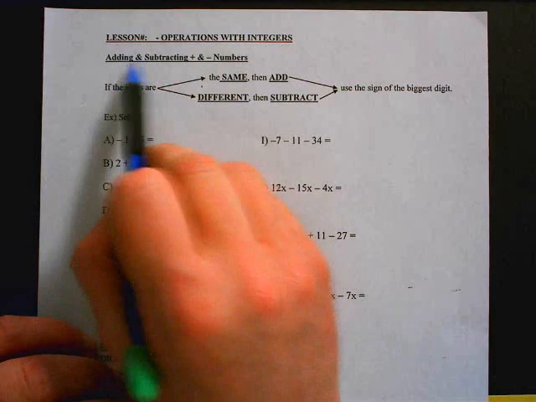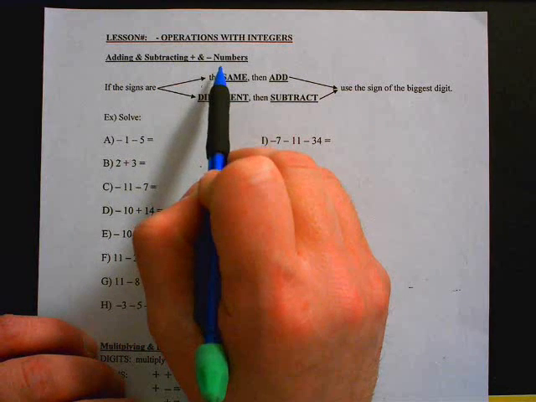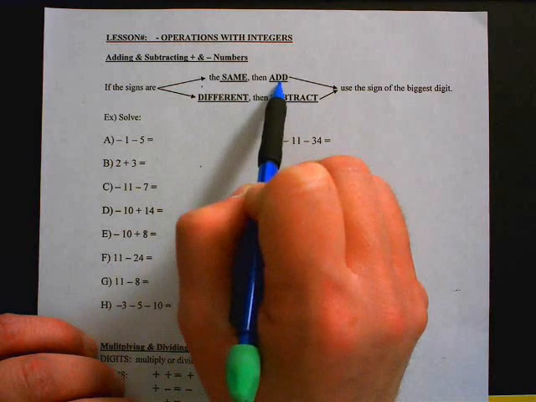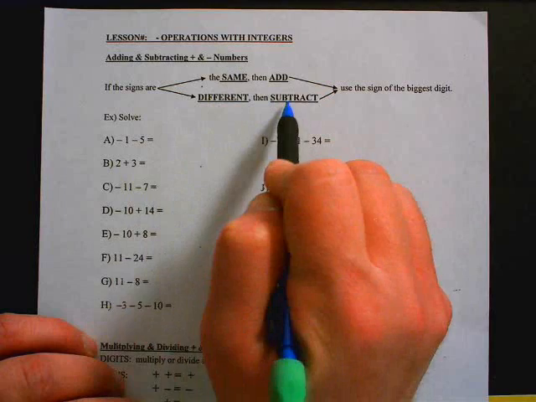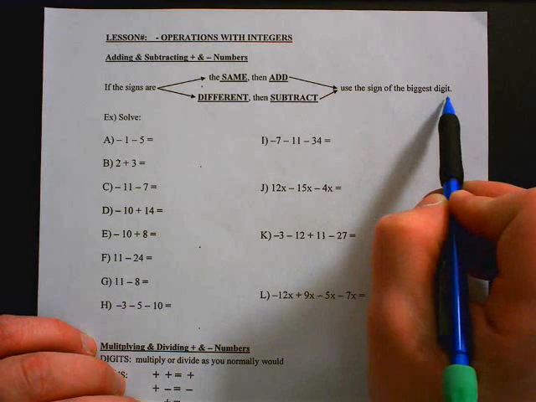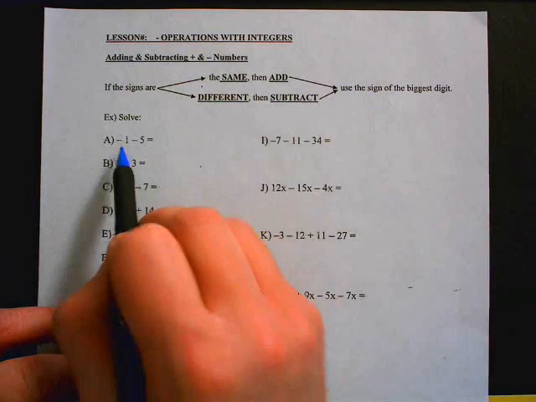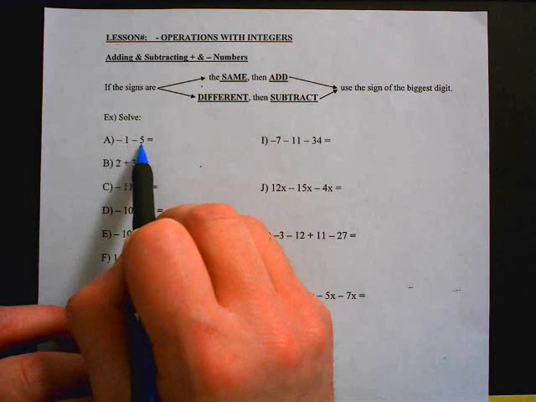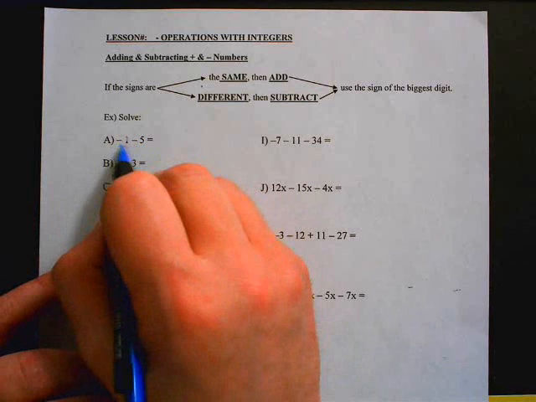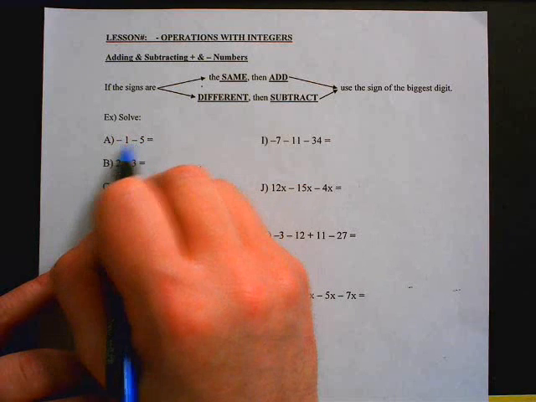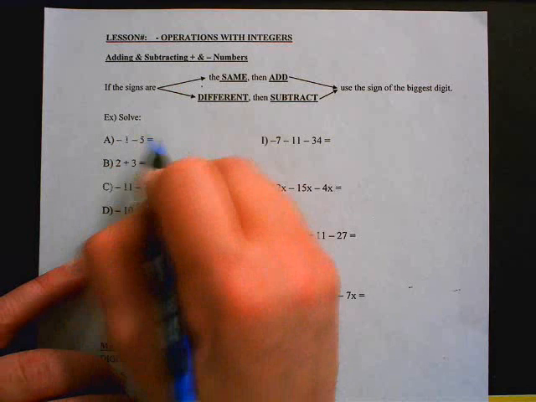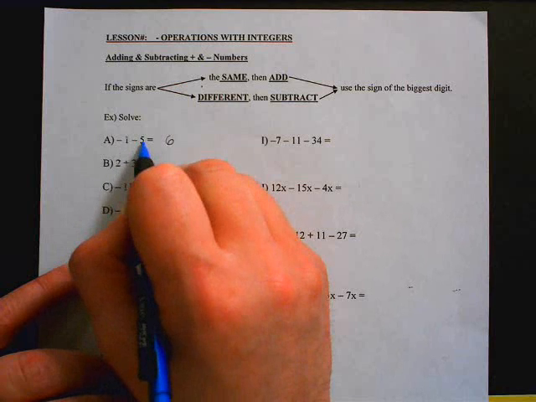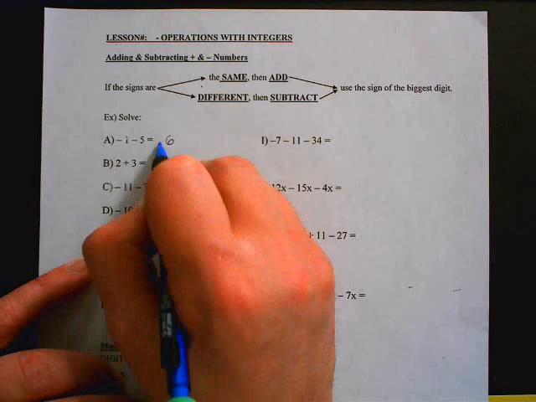Adding and subtracting positive and negative numbers. Here's the basic rule. If the signs are the same, you add. If the signs are different, you subtract. And then you use the sign of the biggest digit. So here I have two numbers, -1, -5. Are the signs the same or different? The signs are the same, so that means I would add, and the sign of the biggest digit here, being 5, is negative, so the answer is negative.